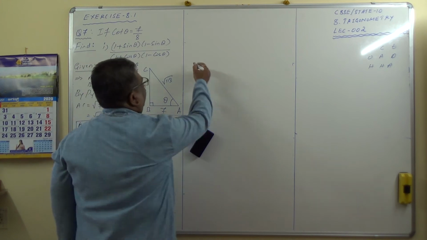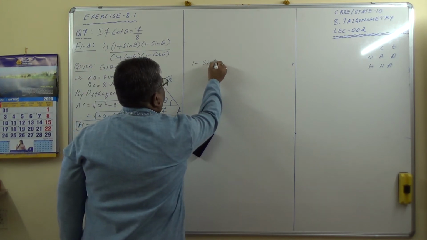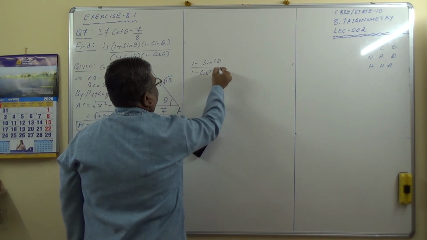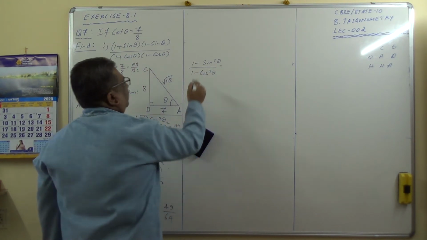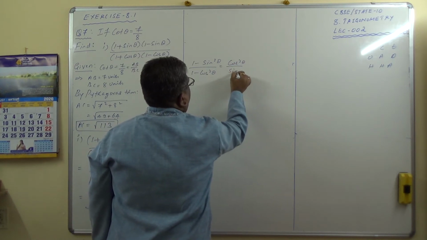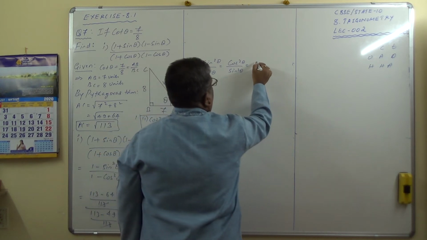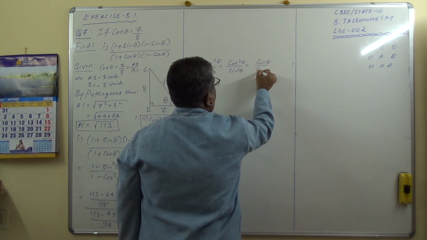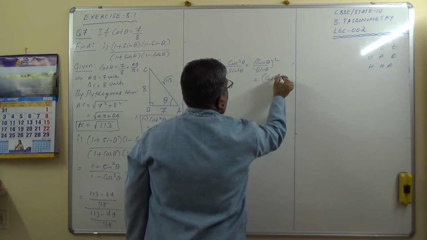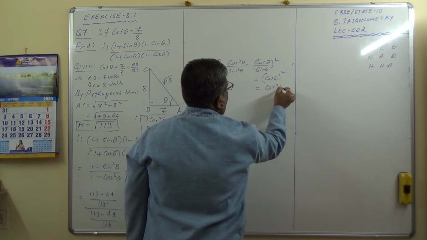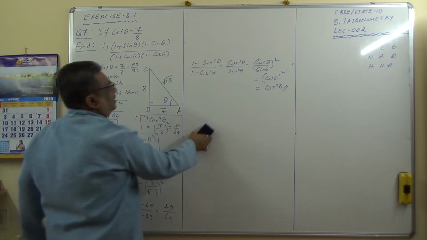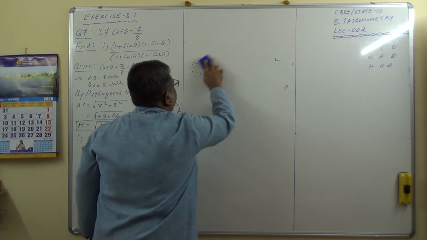Just a moment. 1 minus sine square theta by 1 minus cos square theta. So 1 minus cos square is sine square, so it is cos square theta by sine square theta, which is equal to cos theta by sine theta the whole square, which is cot theta the whole square, which is cot square theta. Based on identity also we can solve, but when you learn identity this concept can be brought here.